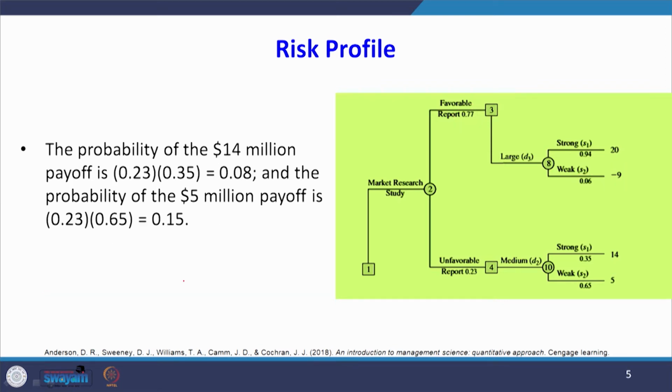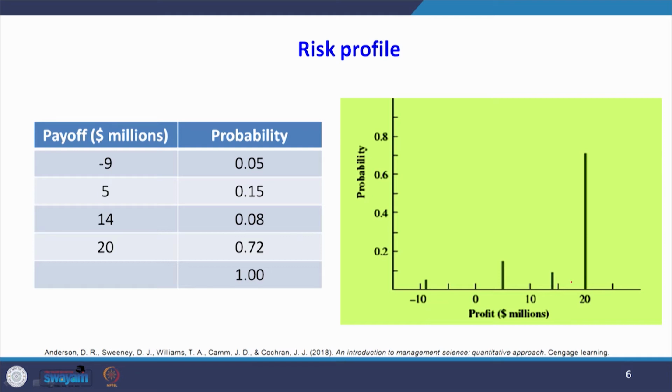The probability of the 14 million payoff: here we have to multiply this 0.23 and this 0.35. So, we are getting 0.08, and the probability of the $5 million payoff is again 0.23 multiplied by this 0.65, so the probability is 0.15. So, this gives the payoff and corresponding probability. When you plot this, it is called the risk profile. What is that? There is minus 9 with 0.05, 5 with 0.15, 14 with 0.08, and 20 with 0.72.